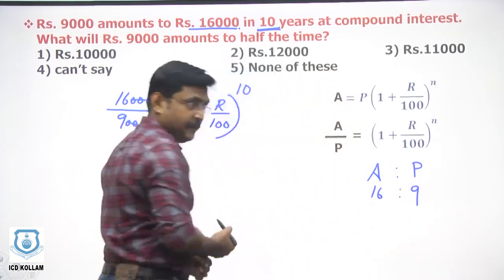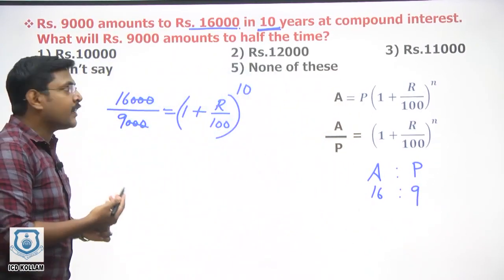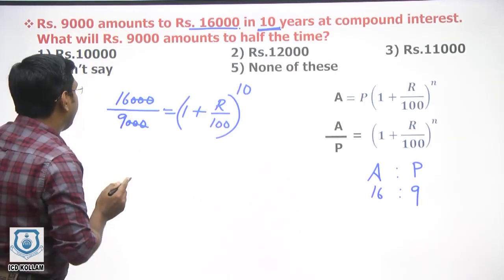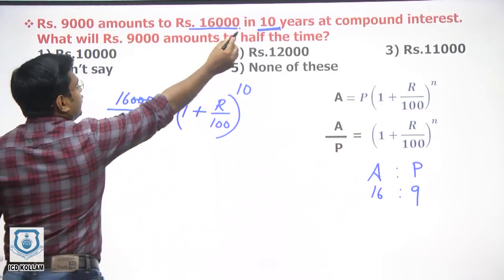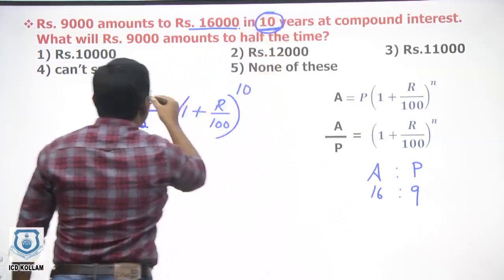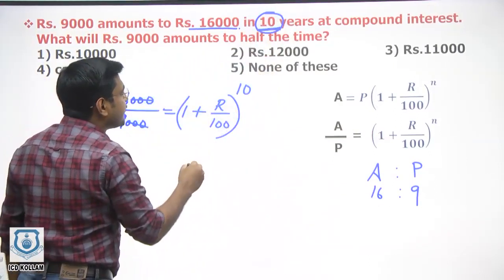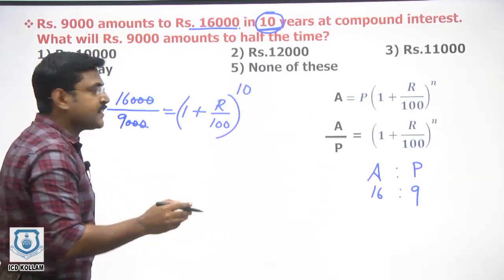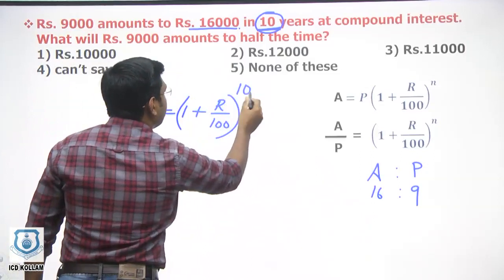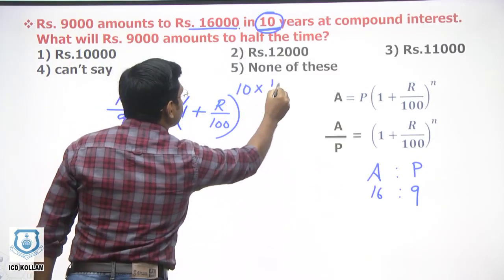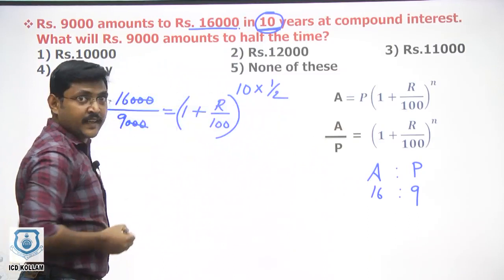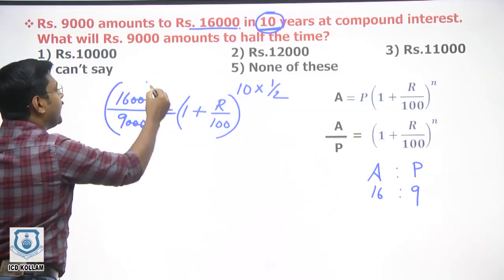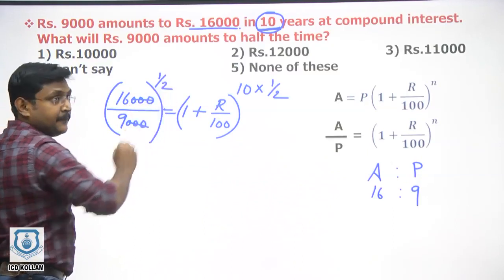I hope that idea is clear. And what we require is the amount in 5 years time. For that, listen carefully. In 10 years the ratio is 16 by 9. For 5 years time I need to make this 10 into 5. The best possible way is to multiply the power with 1 by 2, because the rate is not changing. Since I multiply the power with 1 by 2, here also I need to multiply that power with 1 by 2.